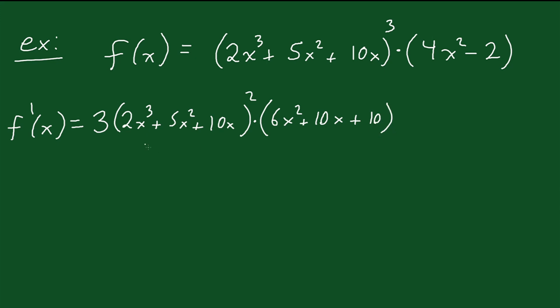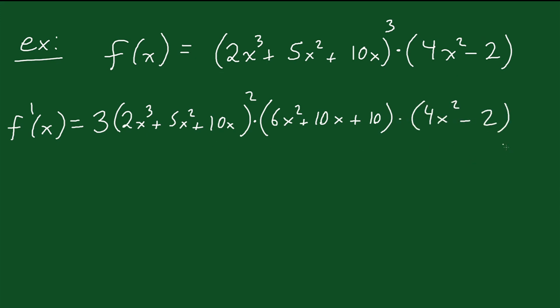That is the derivative of this inside part, right? 3 times 2 is 6. 2 times 5 is 10, right? There's a 1 here. 1 times 10 is also 10. That's how we take that derivative. Now that's for the first part, right? And actually, it's not even the full first part. All we've done here is taken the derivative of this. We have to multiply that by the second part unchanged. So 4x squared minus 2.